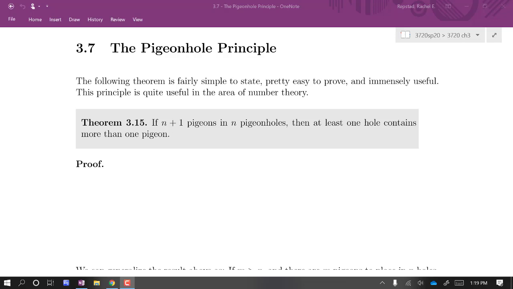Suppose we have n plus 1 pigeons, but we have just n pigeonholes, and I'm trying to split the pigeons up into the pigeonholes. At least one hole must contain more than one pigeon, assuming that we're not cutting up pigeons and putting a fraction of a pigeon inside. That means that at least one pigeonhole has to contain two pigeons if I'm going to place all the pigeons into pigeonholes. And the proof is pretty simple.